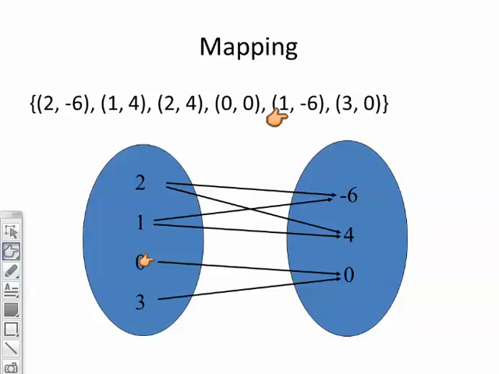I'm going to draw a line from 1 to negative 6. I'm going to draw a line from 3 to 0. That simple. Mappings are not hard, especially if you have that table to write the numbers down from. It's easy to start off that way and write them down.